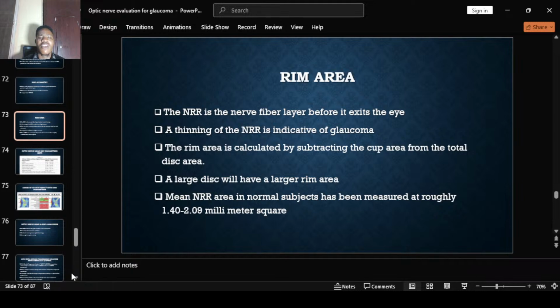We said this in part 1 and part 2. Also, the rim area is calculated by subtracting the cup area from the total disc area. A large disc will have a larger rim area. So when we see a large disc, it is expected that we also see a large rim area. The mean neuroretinal rim area in normal subjects has been measured at roughly 1.40 to 2.09 millimeter square.